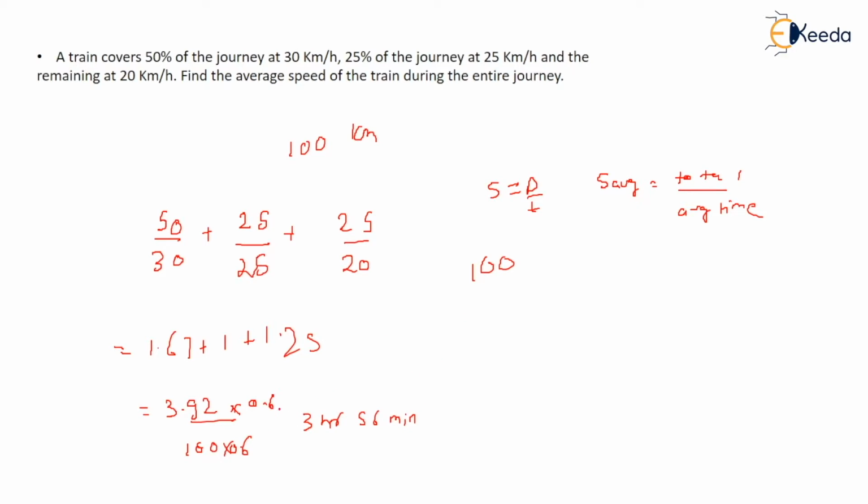Now you can simply divide. 100 is the total distance, right? You have the time, that is 3.92. So 100 divided by 3.92, the answer comes out to be 25.51 kilometers per hour, which is your average speed for the entire journey. This is how you need to calculate it.